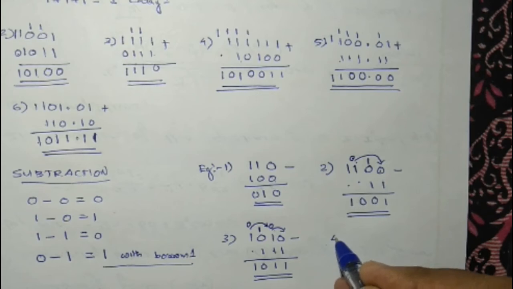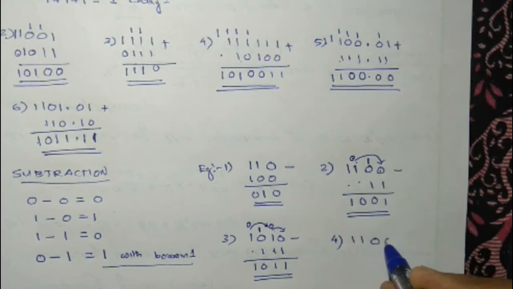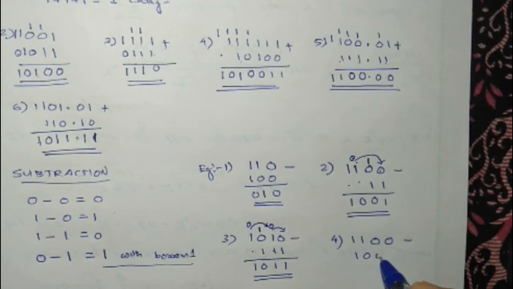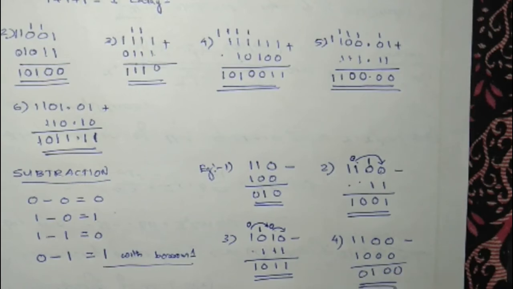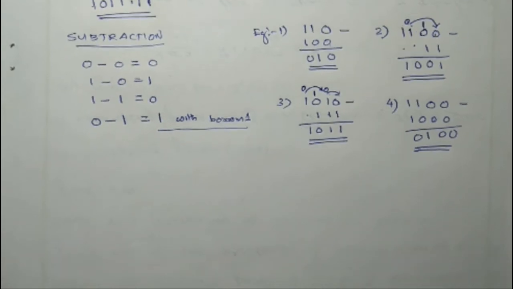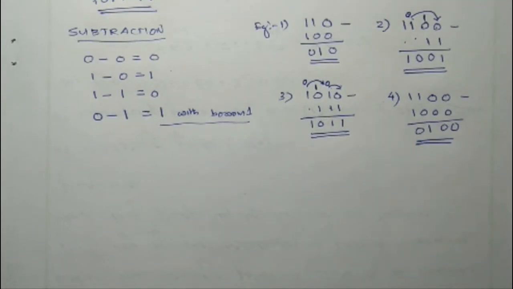Now in question number 4, you can have say 1100 minus 1000. 0 minus 0 is 0, 0 minus 0 is 0, 1 minus 0 is 1, and 1 minus 1 is 0. This is quite simple.